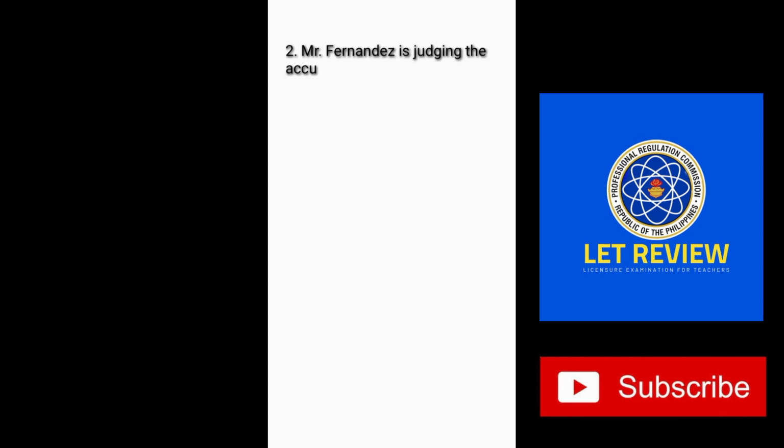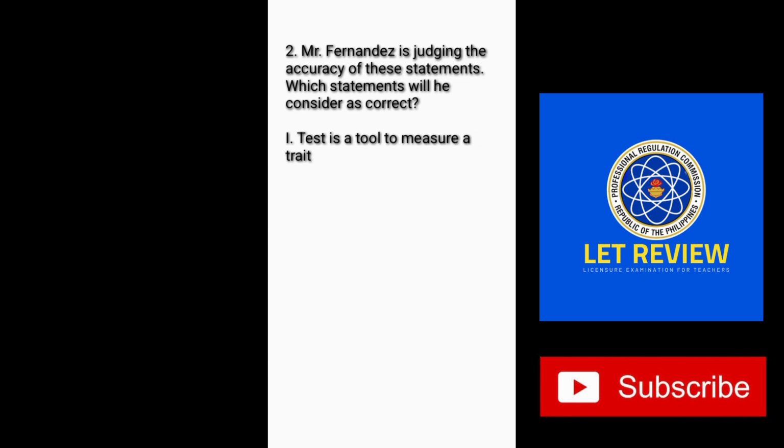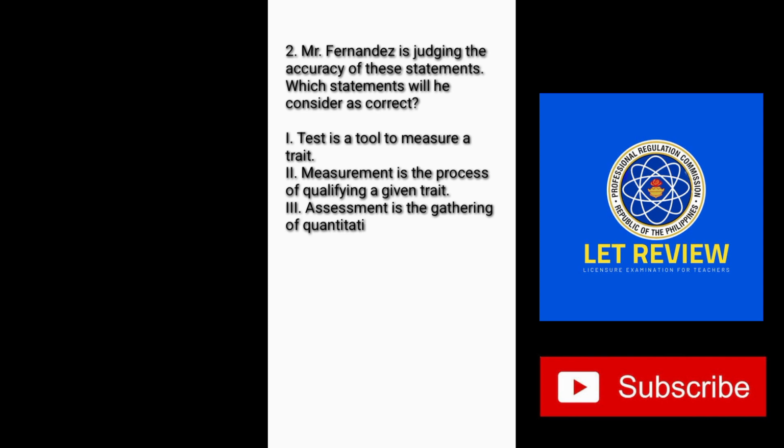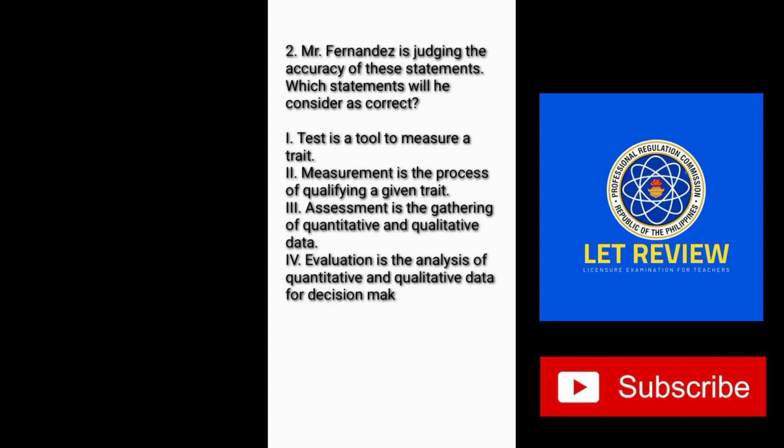Number 2. Mr. Fernandez is judging the accuracy of these statements. Which statements will he consider as correct? I. Test is a tool to measure a trait. II. Measurement is the process of quantifying a given trait. III. Assessment is the gathering of quantitative and qualitative data. IV. Evaluation is the analysis of quantitative and qualitative data for decision making.